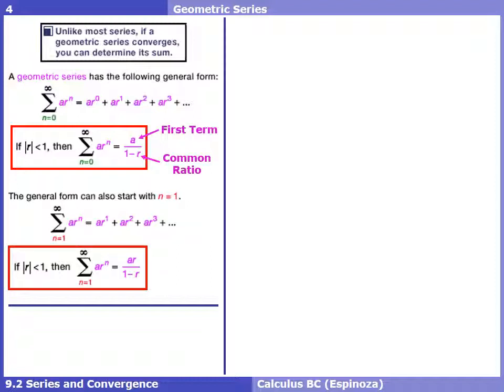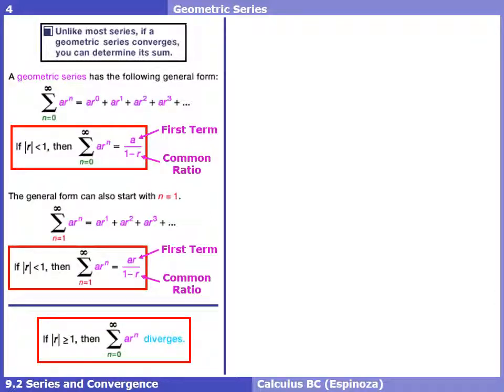So in those cases where n starts at 1, you'd have to realize that the first term is ar, and luckily we're still dividing by 1 minus the common ratio. So I think it's a lot easier just to remember that the first term goes in the top of this fraction. Then you never really have to worry about the 0 and the 1, just as long as you know how to figure out what the first term is. But either way you memorize this formula, this is what a geometric series converges to.